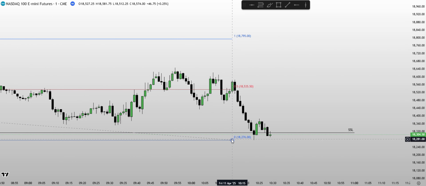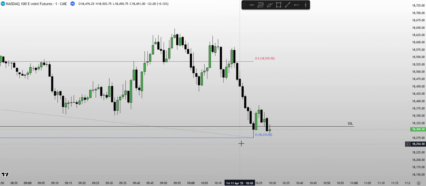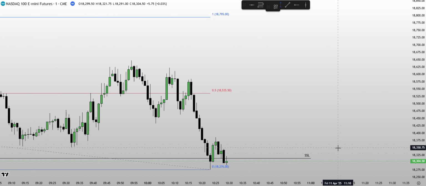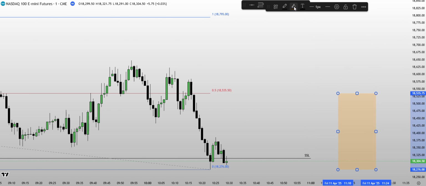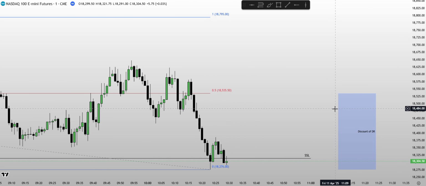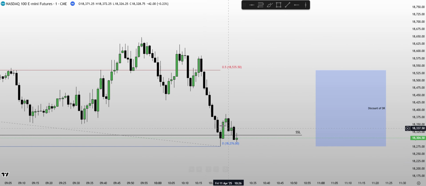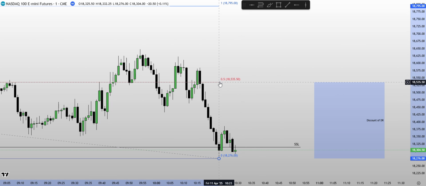And so what I will do is I will form this. You will see in this lower half here, this is where you will look for the optimal long. This is the discount. So in this half, this is where you want to find your long. Discount of dealing range right here. Price sweeps sell side liquidity on the 15 minute. We're in that discount.